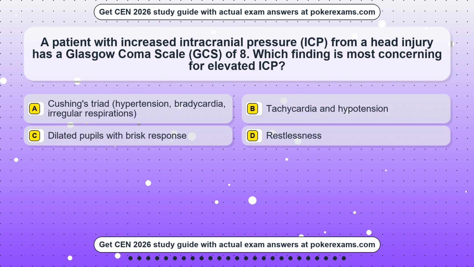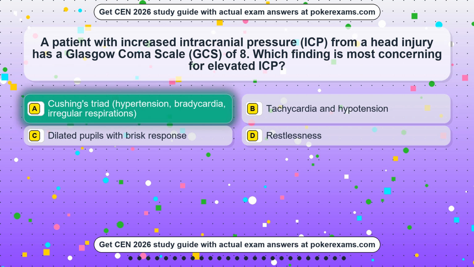Question 14. A patient with increased intracranial pressure, ICP, from a head injury has a Glasgow Coma Scale, GCS, of 8. Which finding is most concerning for elevated ICP? Option A, Cushing's triad, hypertension, bradycardia, irregular respirations. Option B, tachycardia and hypotension. Option C, dilated pupils with brisk response. Option D, restlessness. The correct answer is option A, Cushing's triad, hypertension, bradycardia, irregular respirations.